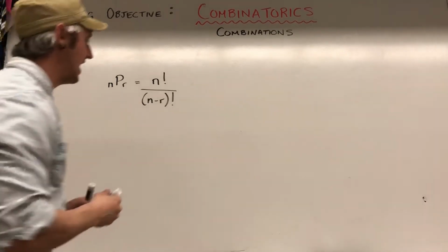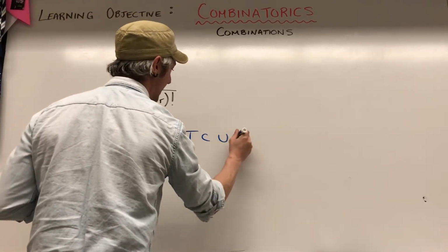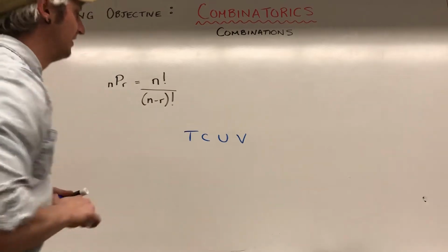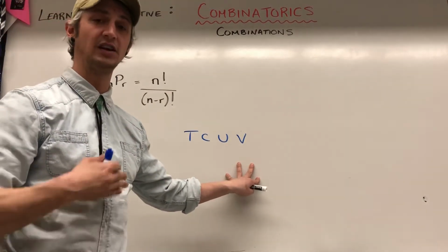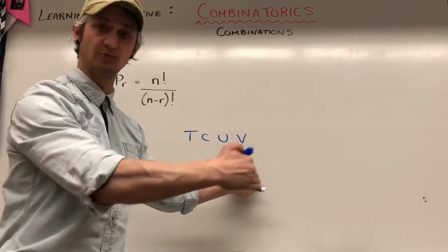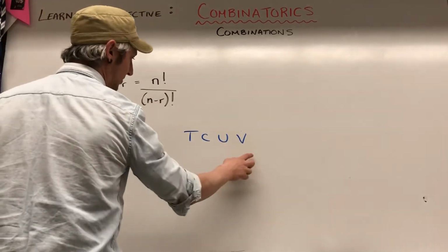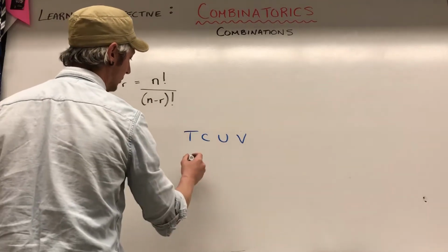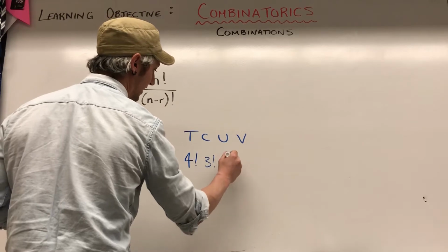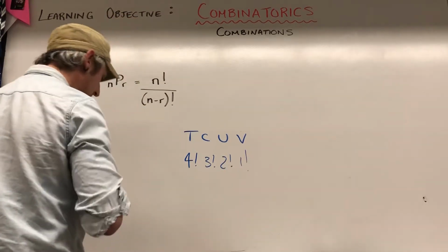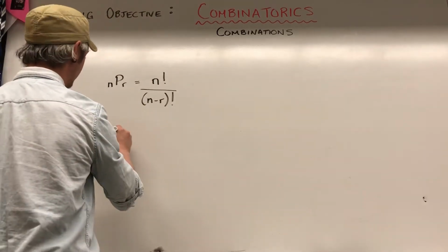So if I had the letters T, C, U, and V, and I ask you, well, how many different ways can you order these four letters so that each arrangement is unique? Well, in that case, the order that the letters appear matters. So we started with knowing that it's 4 factorial times 3 factorial times 2 factorial times 1 factorial. But then the permutations taught us that we can just write it as 4.